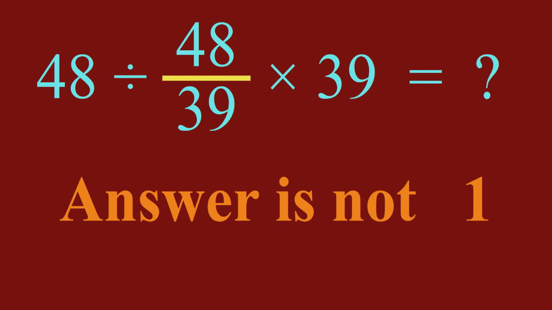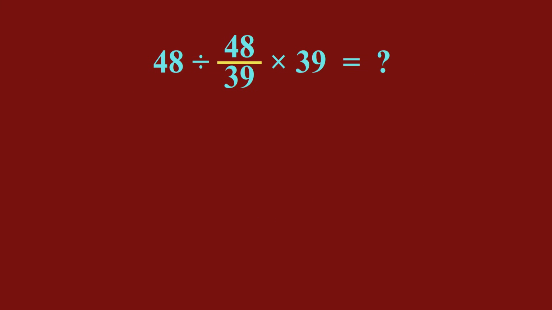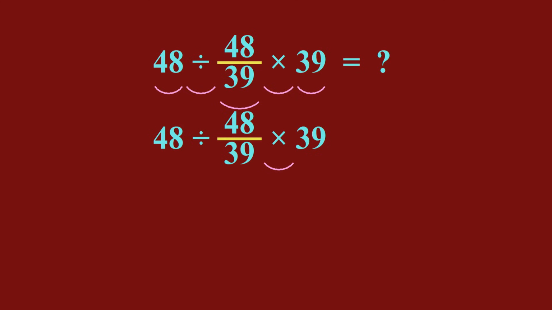Inside this episode, our goal is to determine the numerical value of this statement: 48 divided by 48 over 39, then times 39. First we do this multiplication: 48 over 39 times 39. We can easily cancel this 39 and this 39. So here we have this 48 only, and 48 divided by 48 equals 1.